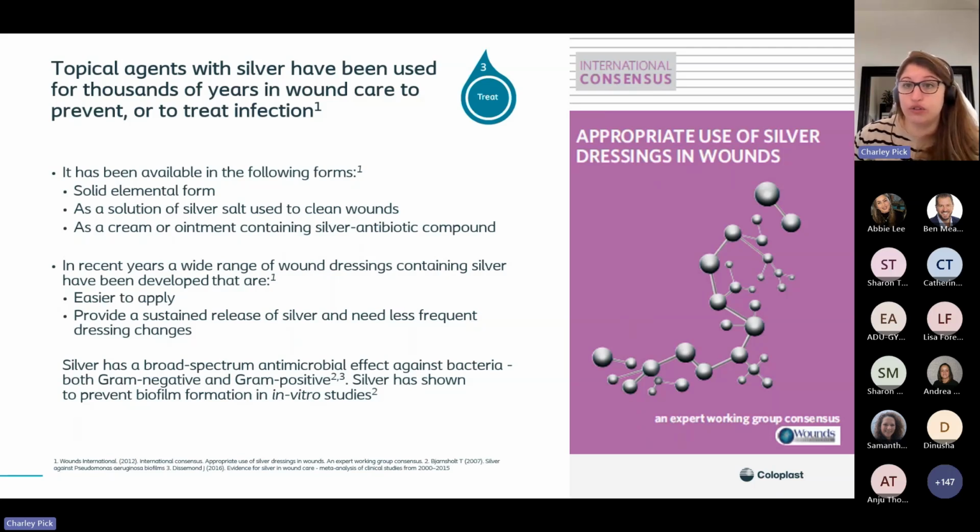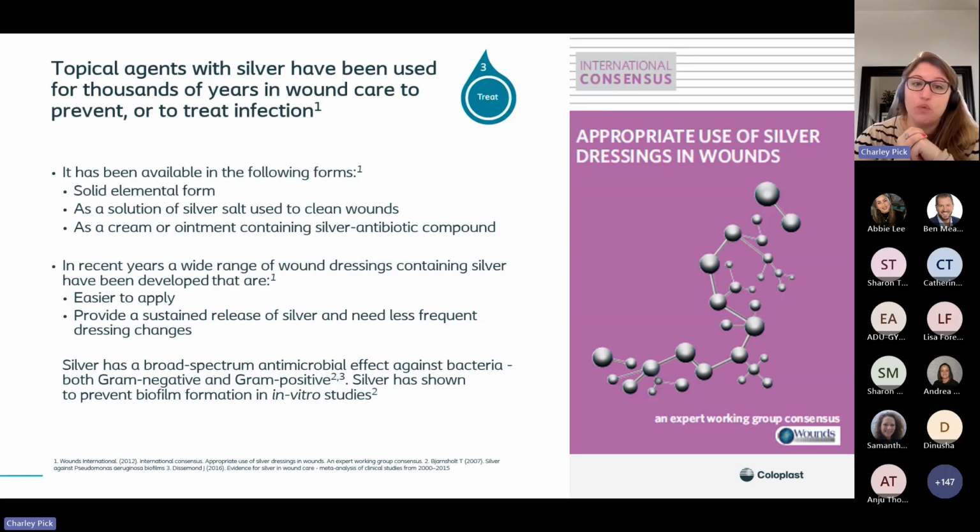Now, there is an international consensus for the appropriate use of silver dressings in wounds, and that was an expert working group consensus. Now, it's been available in the following forms: solid, as a solution of silver salt used to clean wounds, and as a cream or ointment containing silver antibiotic compound. Now, do not think, please, that if you cover yourself in silver jewelry, that is going to reduce your risk of infection, because it doesn't work like that. It needs to be in a specific form to be able to work.